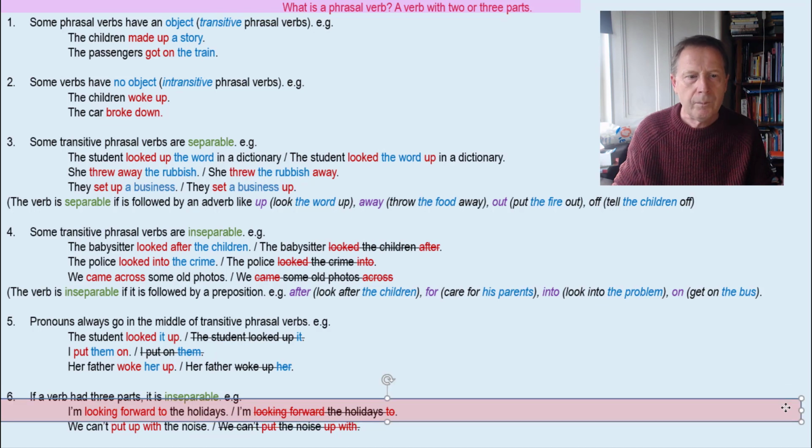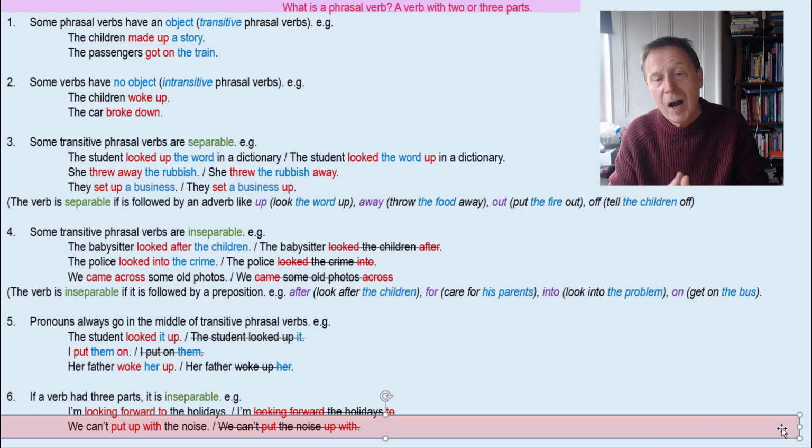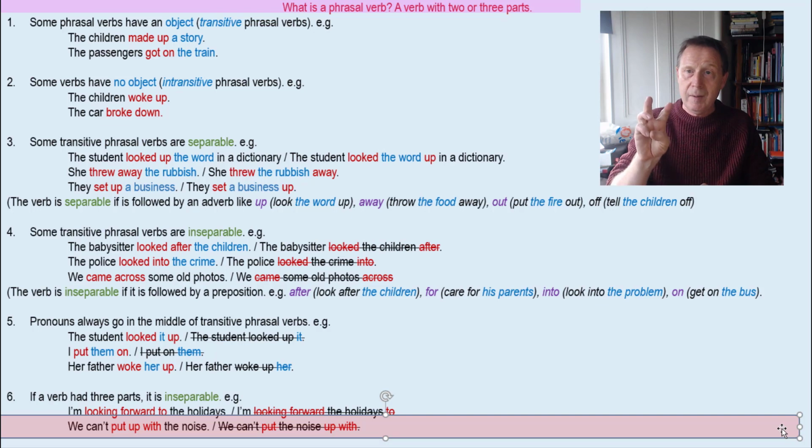Example number one, I'm looking forward to the holidays. You can't say I'm looking forward the holidays to. It has to be I'm looking forward to the holidays. Next example, we can't put up with the noise. Now put up with is a phrasal verb which means tolerate. So in this case we can't say we can't put the noise up with. You have to say we can't put up with the noise because the verb has three parts.